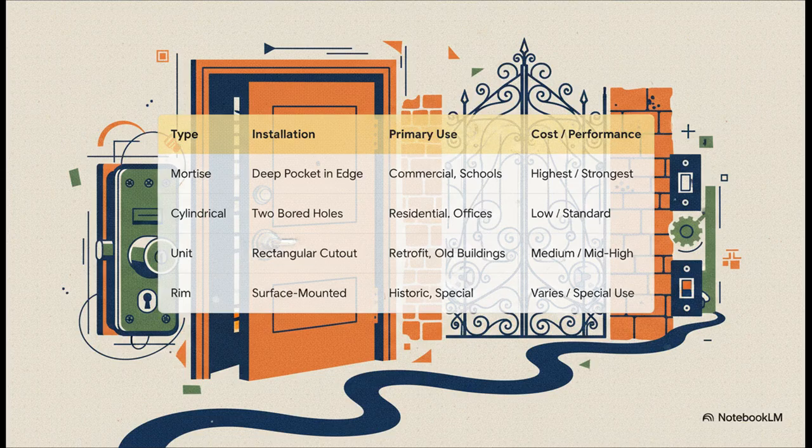You've got the mortise, the absolute powerhouse for commercial spaces. Then there's the cylindrical, the one you see everywhere, in homes and offices. And what about unit and rim? Well, those are your special ops, your problem solvers. We're going to use this as our roadmap as we break each one down.